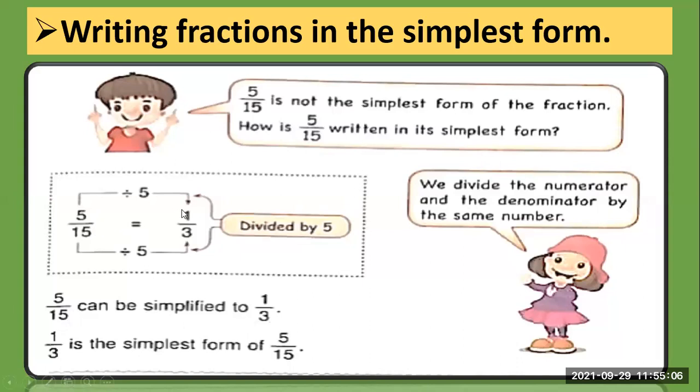5/15. Okay, 5/15, we can divide by 5. So the simplest form of 5/15 is 1/3. Okay, the simplest form of 5/15 is 1/3 because we can divide by 5, right? So this is the simplest form already.